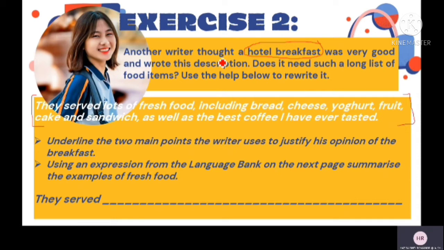So underline the two main points the writer uses to justify his opinion of the breakfast. One of the main points is about fresh food. The second main point is all about the best coffee.